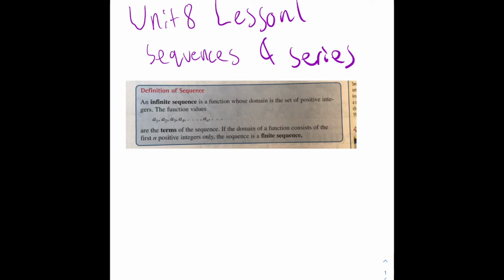So an infinite sequence is a function whose domain is the set of positive integers. The function values a sub 1, 2, 3, 4, all the way to infinity are the terms of the sequence. If the domain of a function consists of the first n positive terms only, it is a finite sequence. Basically, if it has an ending point, it's finite, and if it's infinite, it does not end.